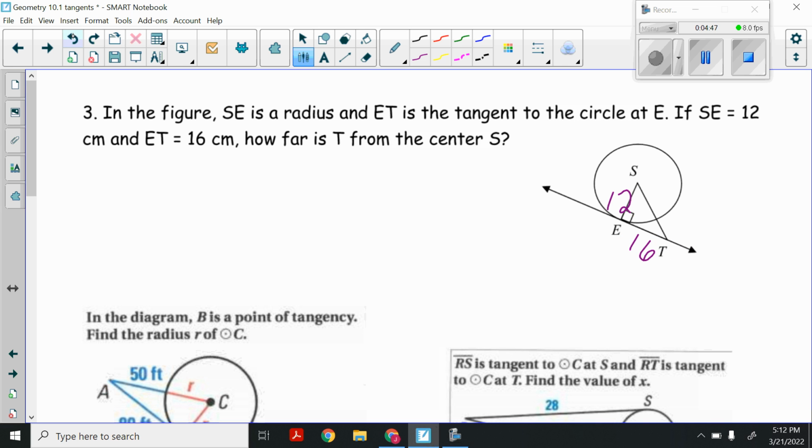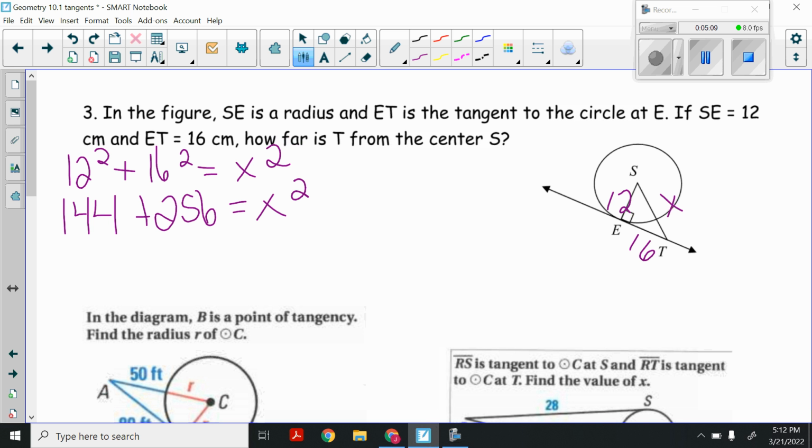Right. So how far is T from the center S? It wants ST, so it wants x. Again, since I know that it's tangent and I have a right angle, it's simply the Pythagorean theorem. So 12 squared plus 16 squared equals x squared. So I get 144 plus 256 equals x squared.